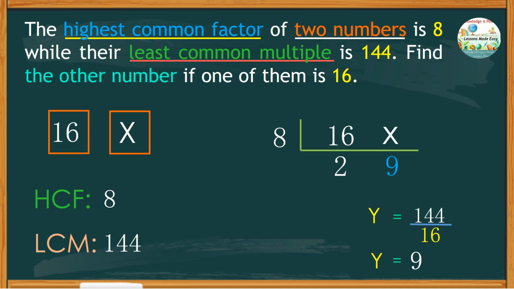So, to get the value of x, we simply multiply the given factors, which are 8 and 9. That would give us 72. So the number that we are looking for is 72. And there you have it.